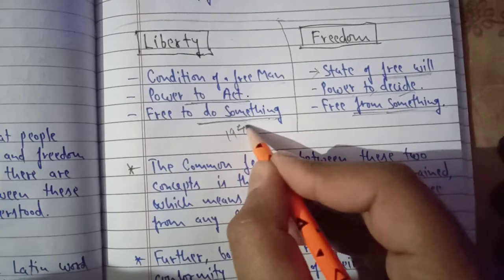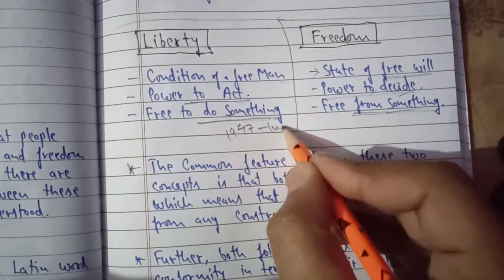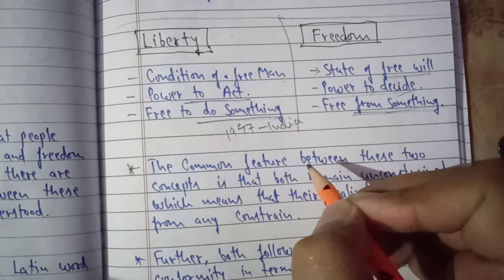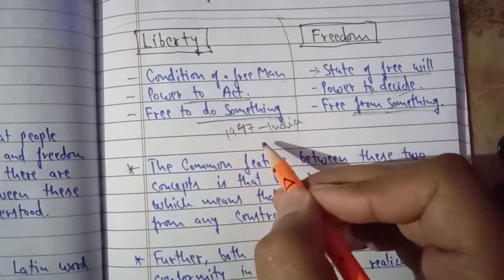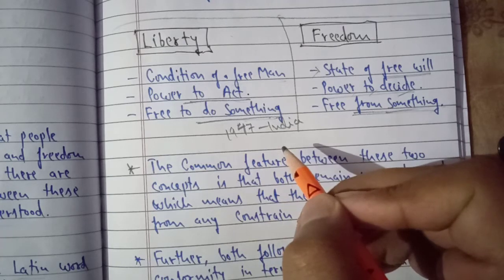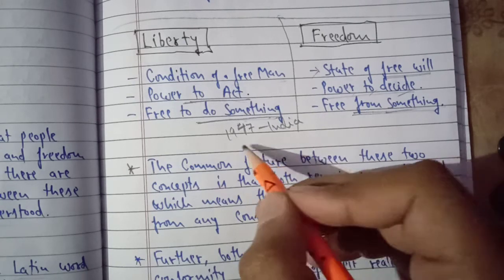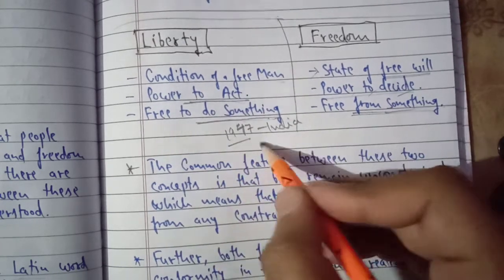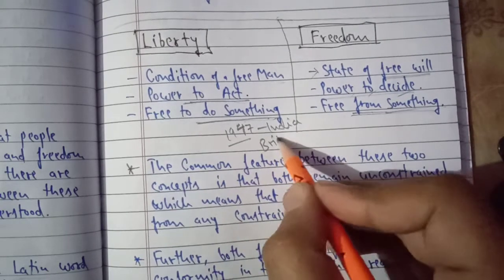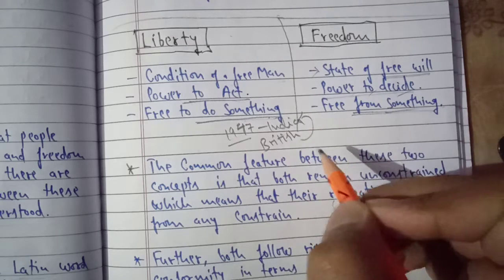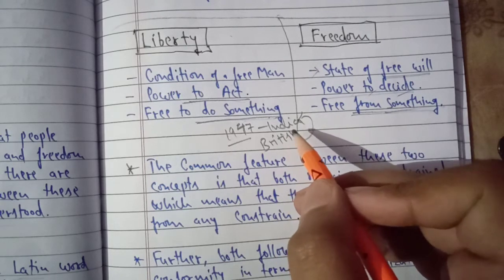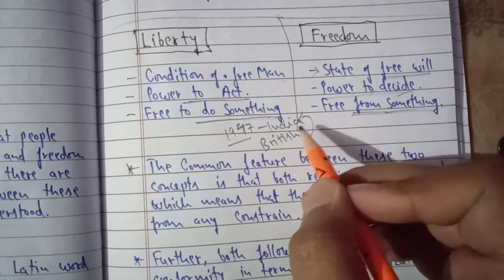India got independence, what we call 1947, when we got the freedom. Do we say that we got the liberty? No, we got the freedom in 1947 from the British rule. It means now the British had nothing to interfere in Indian politics or Indian functioning.